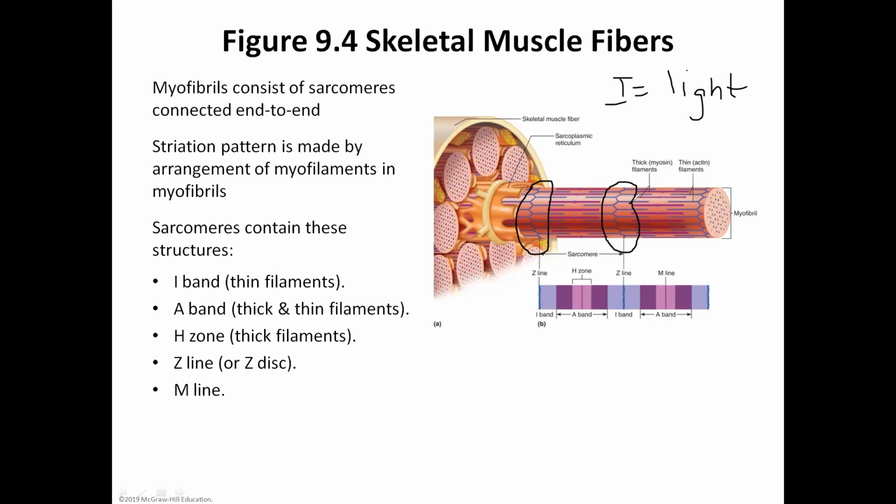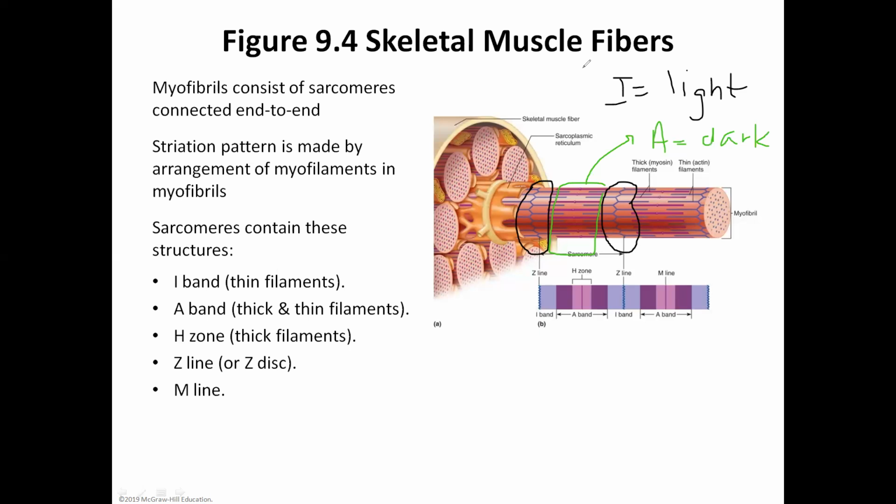This other area right here, where we have actin and myosin, ends up being a little bit darker. We call it the A band or the dark band. And again, that should make sense because A and dark has an A. It's the way I always remembered it. So you have the I band, the A band, and then we have those Z lines.